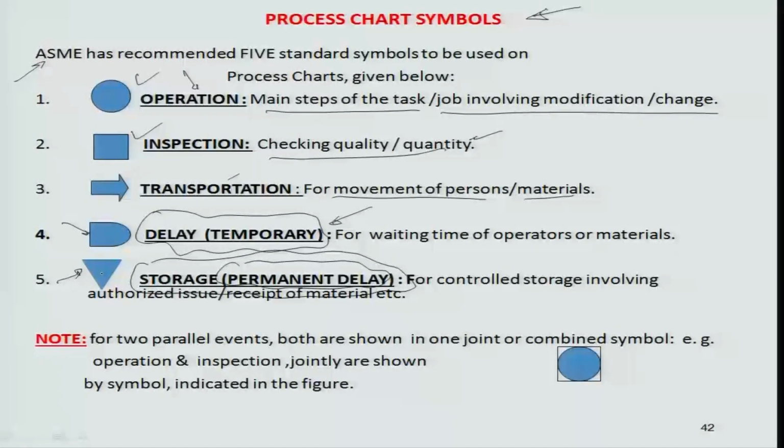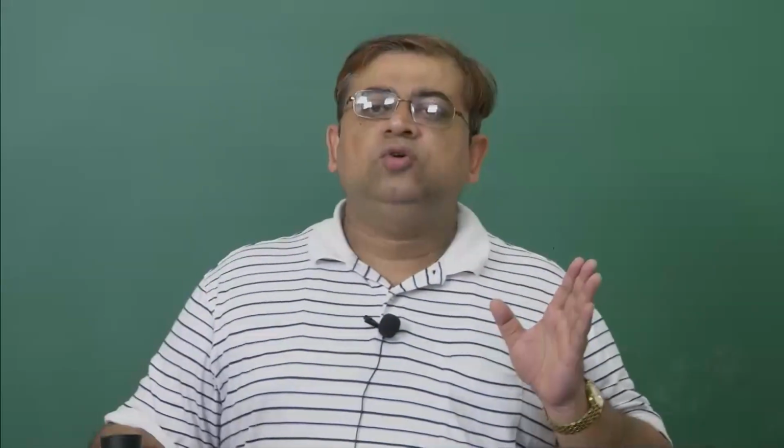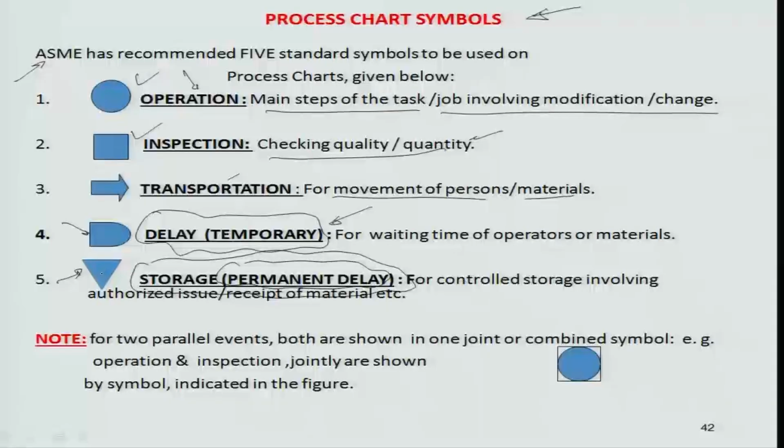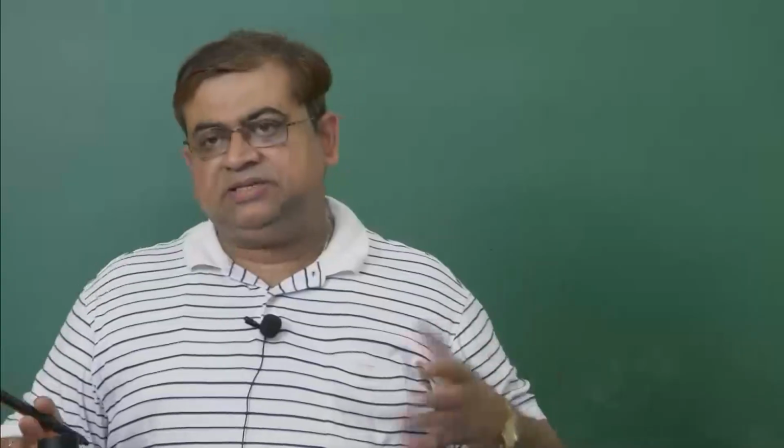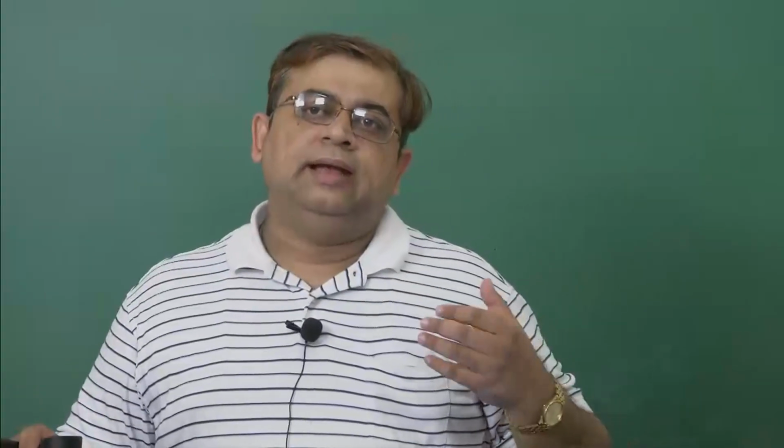And so, the idea is that a process chart should be able to, in terms of all these symbols, give you an idea of the sequence of operations which is involved in such a process. So, for two parallel events, both are shown in one joint or combined symbol. For example, if I had an operation and inspection all at the same station, let us look into a flexible manufacturing line associated with the machine shop. So, you have a couple of CNC machines and there are certain automated inspection stations which are within those CNC machines.